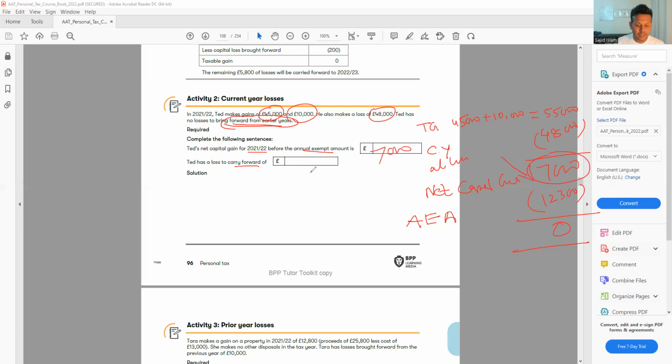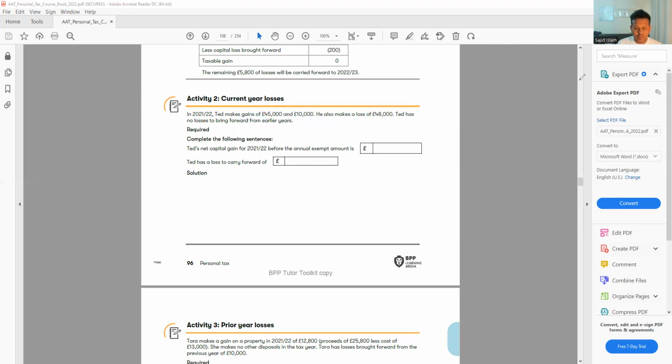And there is no loss to carry forward because it's 0. So we don't have any loss that is going to be carried forward, because all the gain will be offset by the annual exemption amount. All right, let's move to the next one.